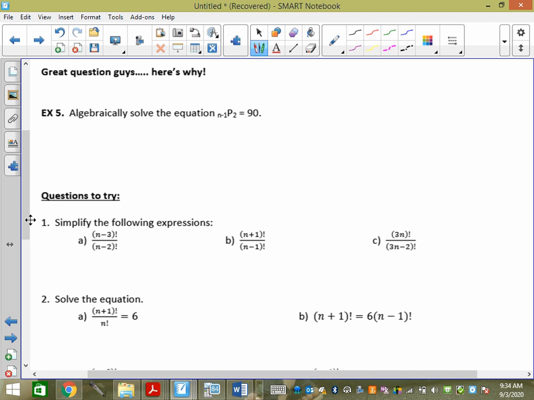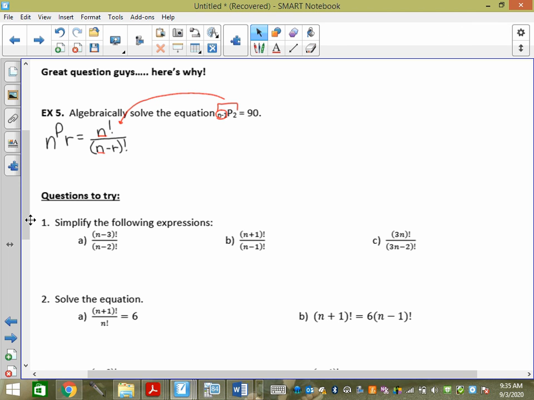Algebraically solve n minus 1 P 2 equals 90. Keeping in mind our formula is nPr equals n factorial over n minus r factorial. So we need to just change this into that, right? And then set it equal to 90, basically. So this, n minus 1, is going to go in for the n's. And this, 2, is going to go in for that r. Right?